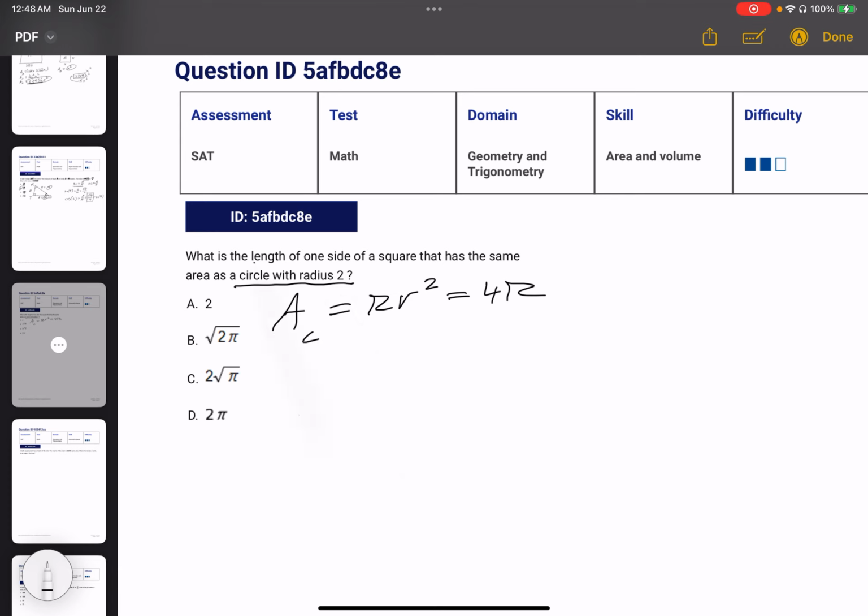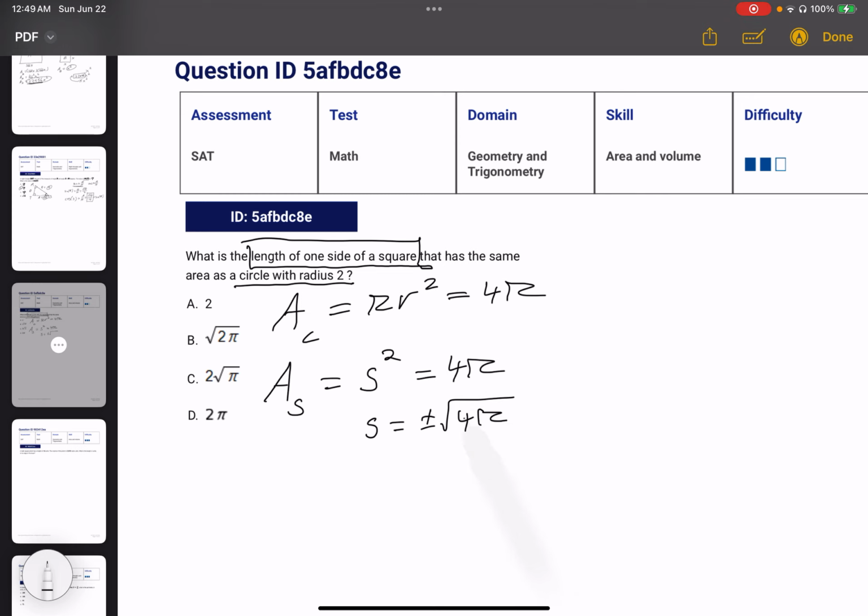So it's asking for the length of one side of a square with the same area. We know that the area of a square is equal to the side length squared. And we know that this quantity is going to be equal to 4 pi since the area of the square is the same as the area of the circle. So looking at this, it's asking for one side, so we solve for s. So s is equal to plus or minus the square root of 4 pi.